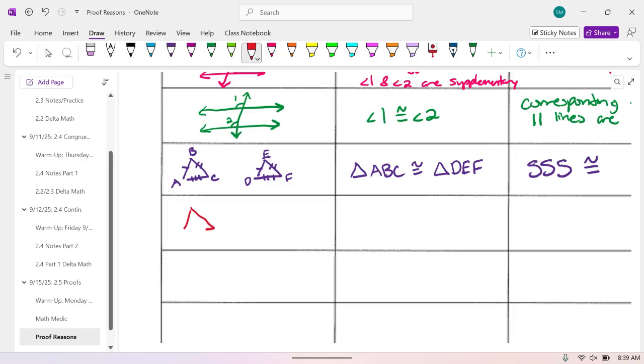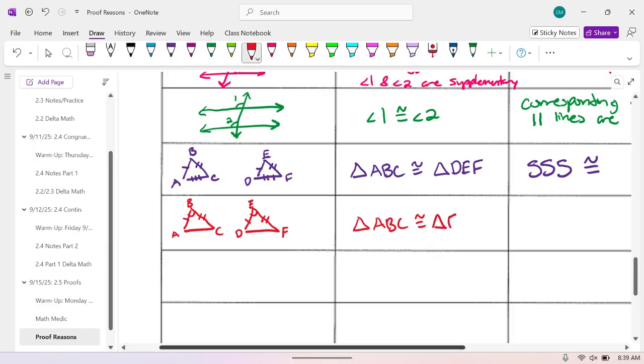If I do another one, so still doing A, B, C, D, E, F, but now I'm going to mark different parts. So I'm going to do this and this. And I'm stating again that triangle ABC is congruent to triangle DEF. So guys, for the next couple ones, the statement's going to be the exact same thing. The only thing that's going to change is the reason.